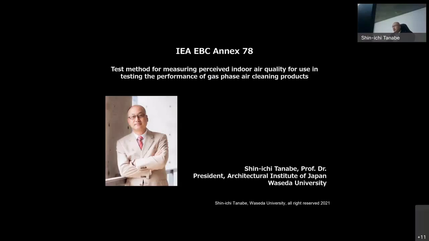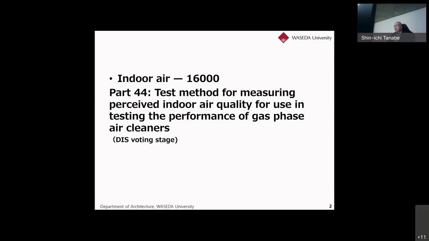Professor Olesen spoke about the gas phase air cleaning product. Air cleaning products are important for particles, of course, and that's why we are developing a test method for measuring perceived indoor air quality, for testing the performance of gas phase air cleaners. Of course, air cleaners are not only for the gas phase, but also for particles and aerosols like COVID-19. But this time we focus on the gas phase air cleaner and measuring perceived indoor air quality.